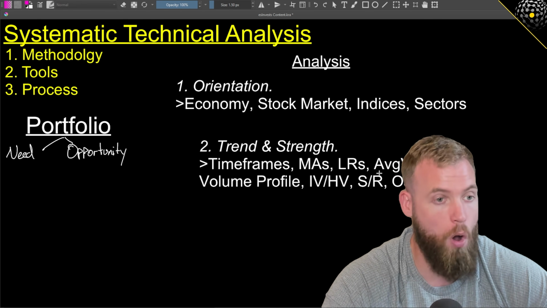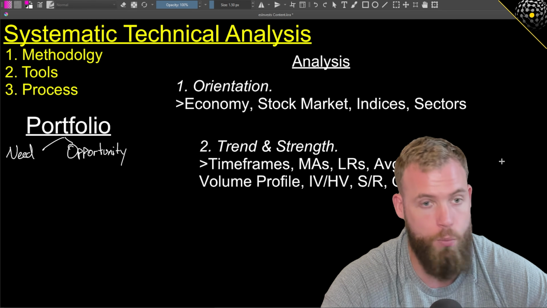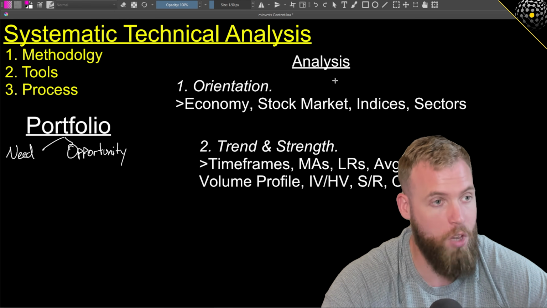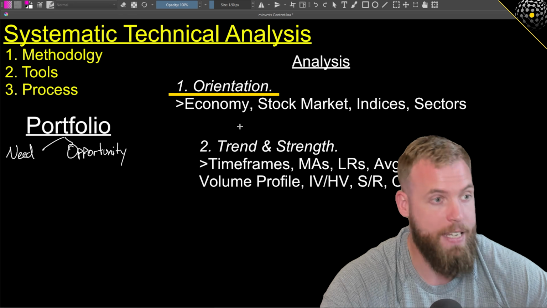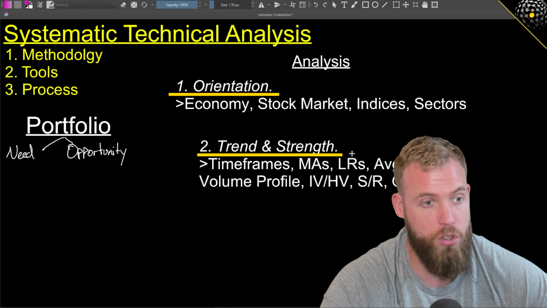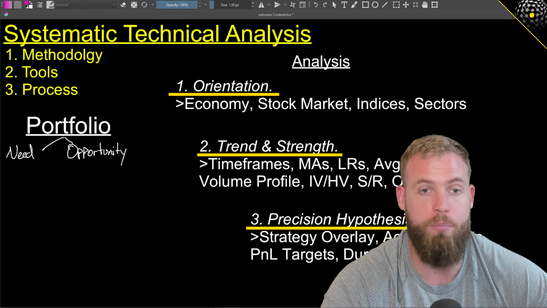So you can use all of these different tools, again, in line with whatever it is that you're looking to trade. But the whole idea is I'm going to start with an orientation, then I'm going to get into trend and strength, actually looking at the individual product. And then from there, I'm getting into precision.